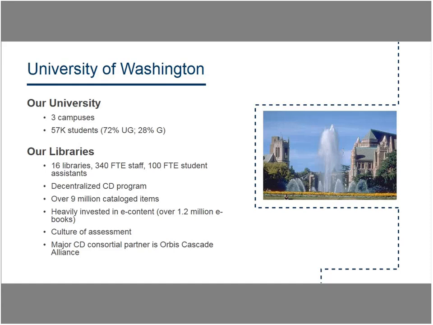For us, our major collection development consortial partner is the Orbis Cascade Alliance. I will sometimes refer to it as the Alliance later on. Orbis Cascade Alliance comprises 3 states, Washington, Oregon, and Idaho, and 39 libraries ranging from community colleges up through the ARL libraries. And it's a mix of public and private libraries, quite a diverse consortium. Again, I will say more about that in a little bit.